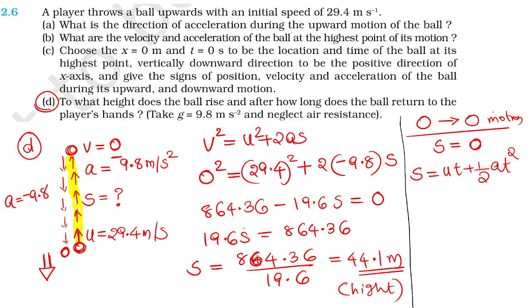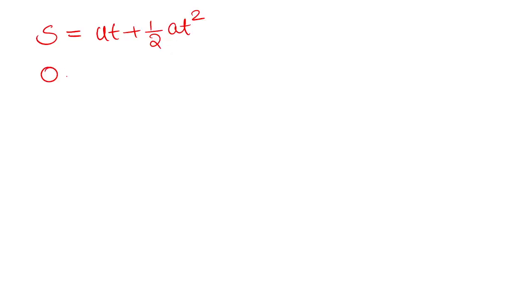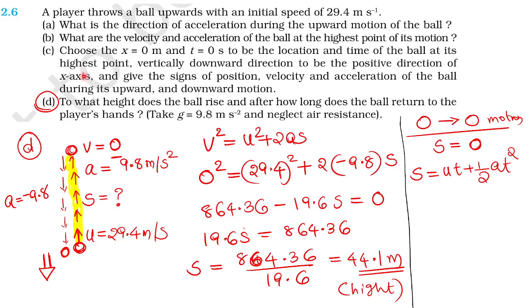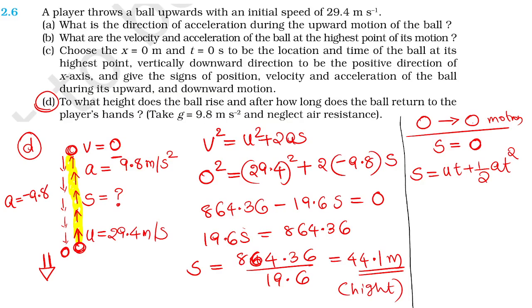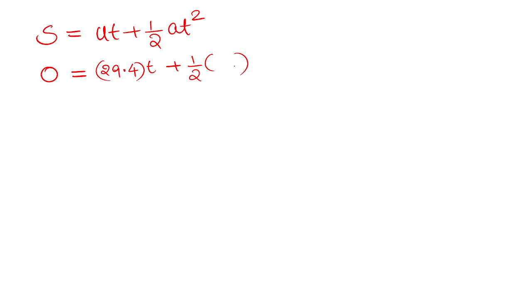If you have any doubt, definitely I will repeat. S equal to 0, O to O motion, net displacement 0. u is the starting velocity 29.4, into T, plus half into acceleration, which is fixed, upward and downward. Acceleration is downward, minus 9.8, into T square. T is our question, the time taken for the entire journey.